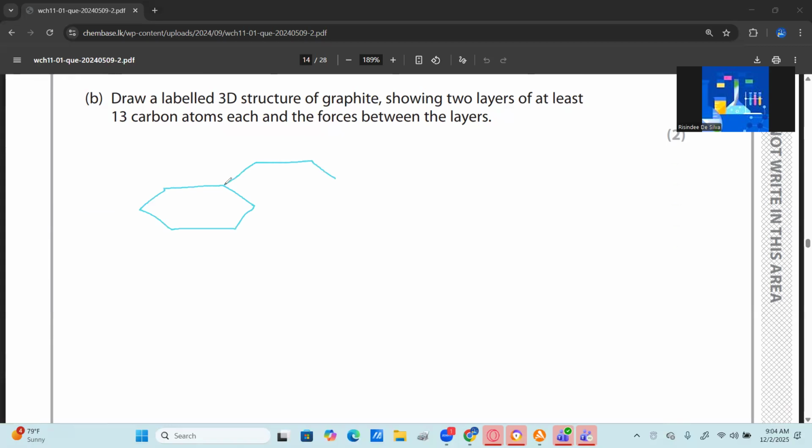Something like that. We have to draw 13 carbon atoms. So 1, 2, 3, 4, 5, 6, 7, 8, 9, 10, 11, 12, 13. Okay, then you have to draw using a ruler. You can draw it correct nicely. Now I don't have a ruler, so it's a little bit crooked. Then I can draw the other layer as well.